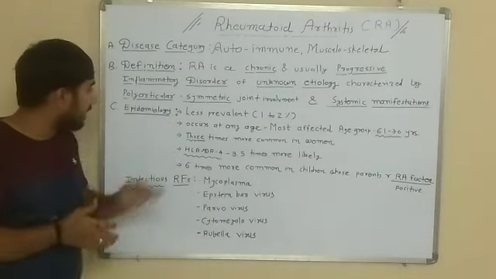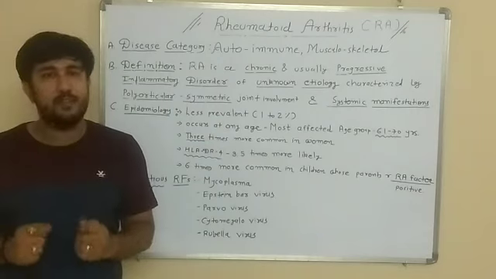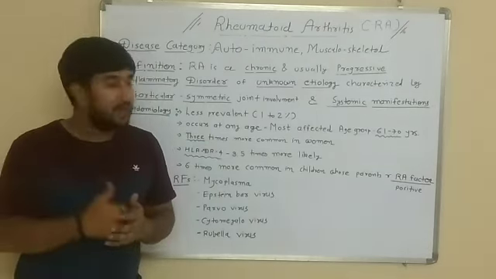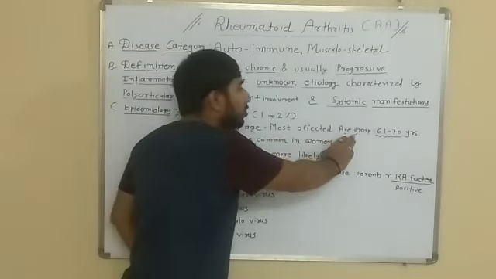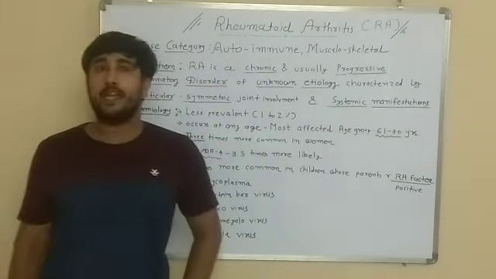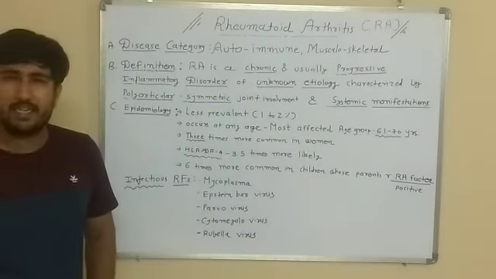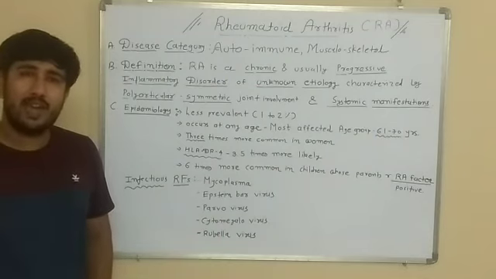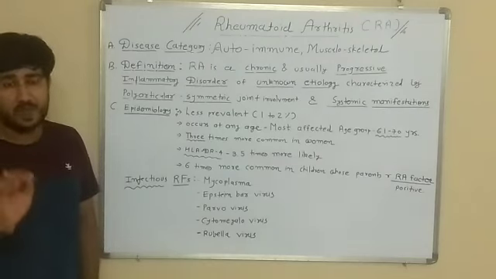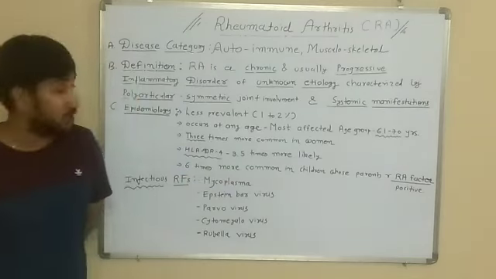Coming to age, it can occur at any age, but in children and young individuals it is not so common. In adults it may occur, but the most affected age group is 61 to 70 years. So we can say that in the 7th decade of life, or in elderly individuals, rheumatoid arthritis is very common. It is 3 times more common in the female population, in women.